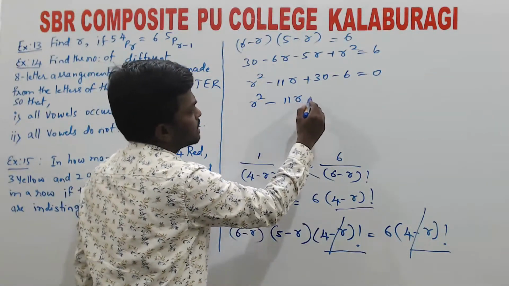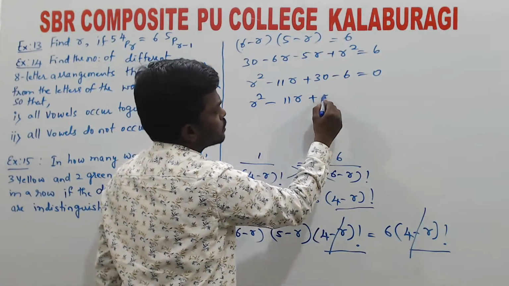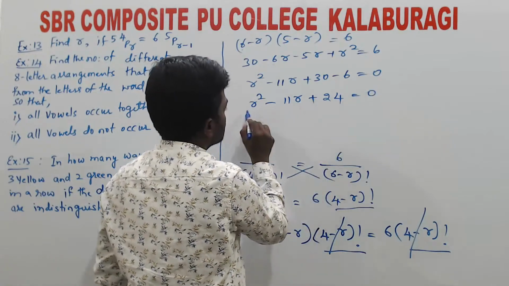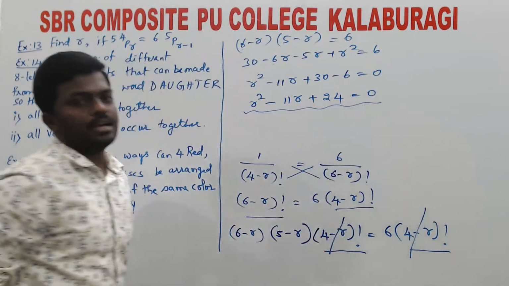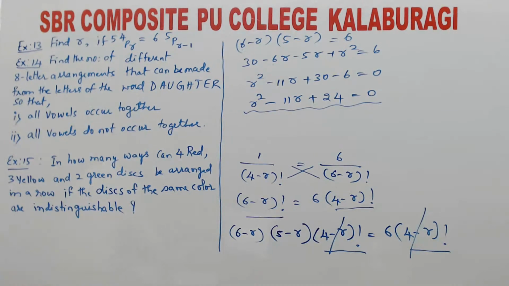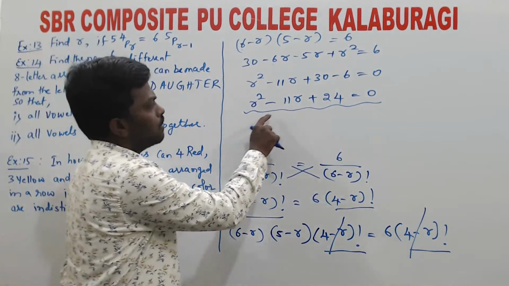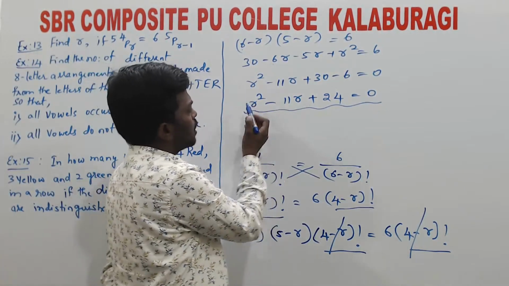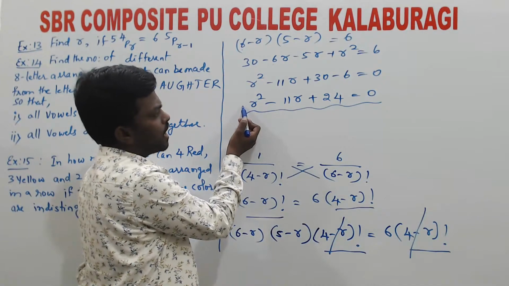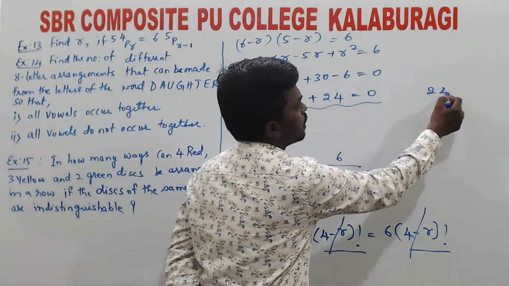r square minus 11r, 30 minus 6. What's the answer? 24. So now this is nothing but our quadratic equation, right, students? So now we shall simplify the quadratic equation. Okay. So now how will you split this one? What's the coefficient of r square? 1. So 1 into 24 is 24.